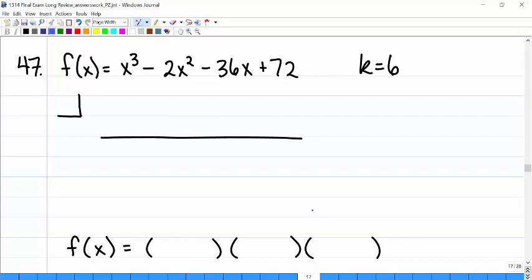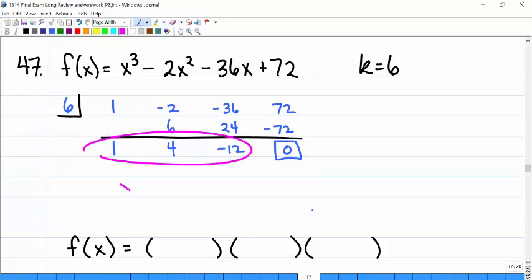First thing you want to do is synthetically divide 6. Your coefficients are 1, -2, -36, and 72. 1 times 6 is 6. 4 times 6 is 24. -12 times 6 is -72. I did get a remainder of 0. With what remains here, I have x squared plus 4x minus 12.